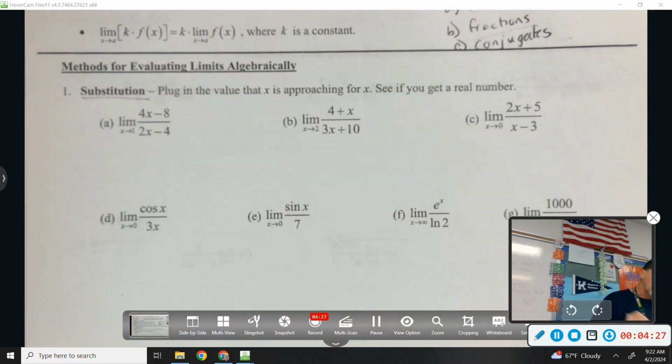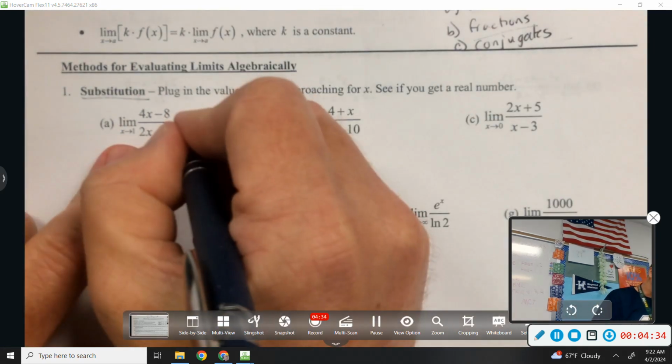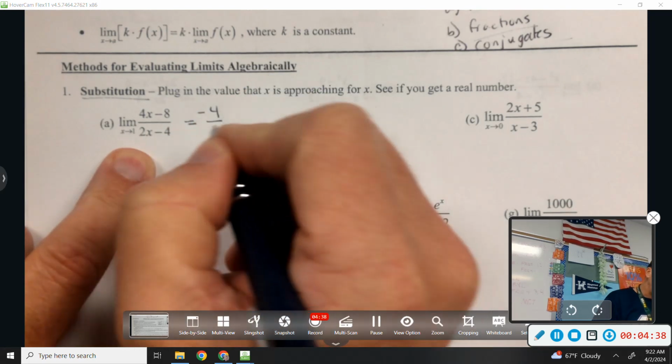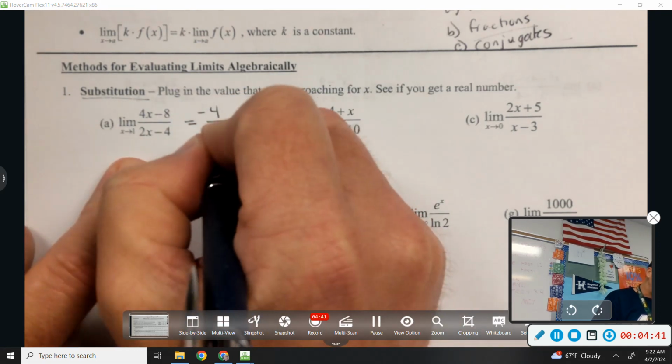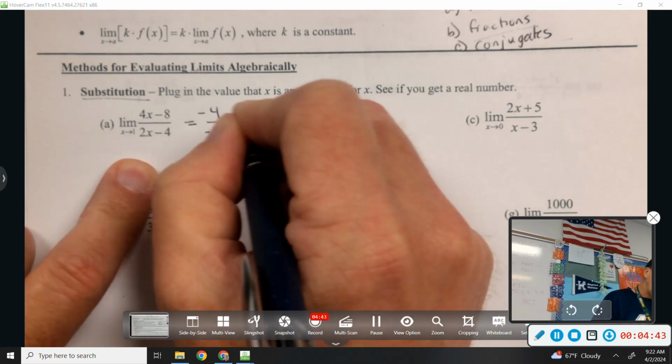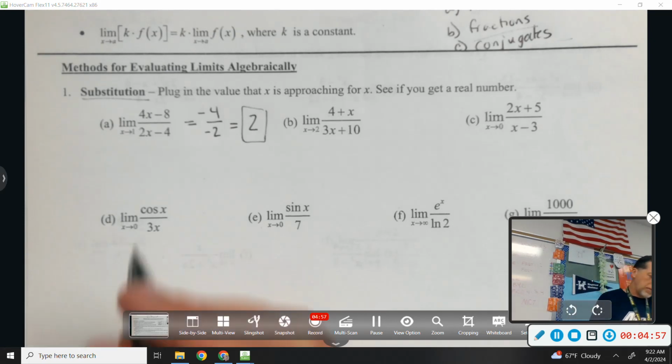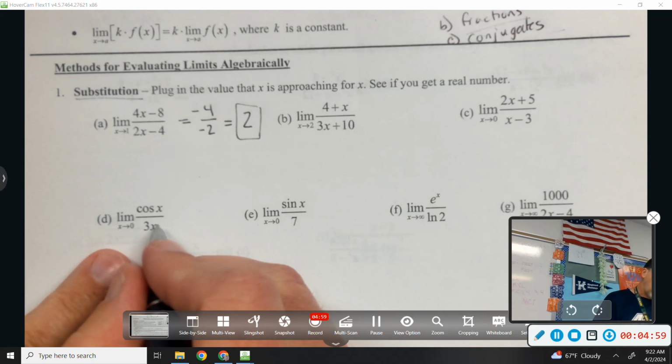So substitution. Always, always, always try substitution first. If you get an answer, you're good and you're done. So let's plug in 1 and see what happens. 4 minus 8, negative 4. 2 minus 4, negative 2. So my answer is 2. It's like, wow, limits are easy. Except that we don't usually give you the easy ones. Let's skip B and C because it's the same thing. Plug them in, you get an answer, great. Let's try D.